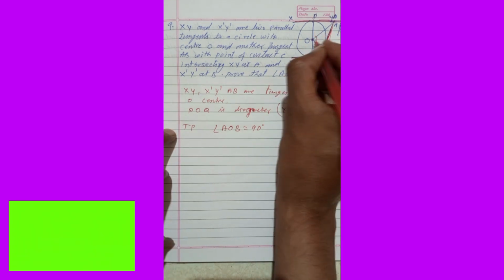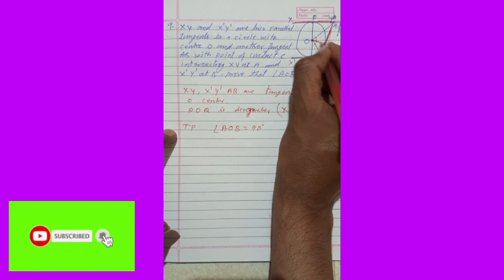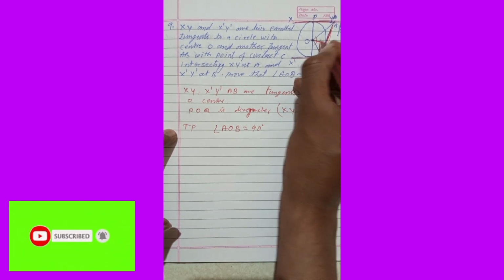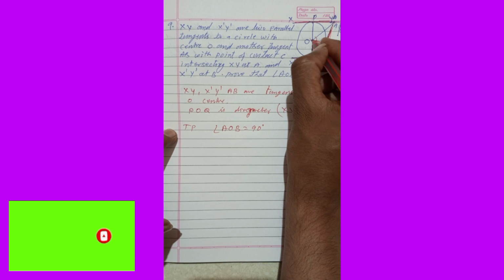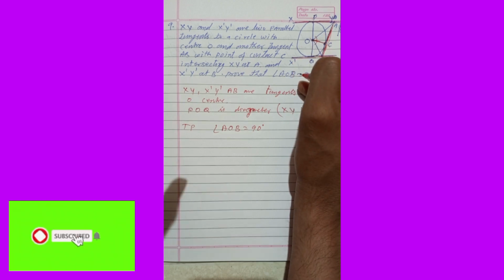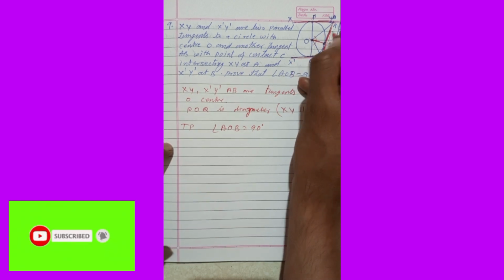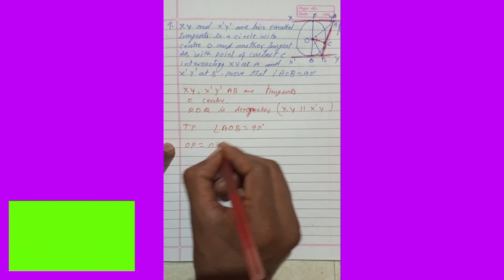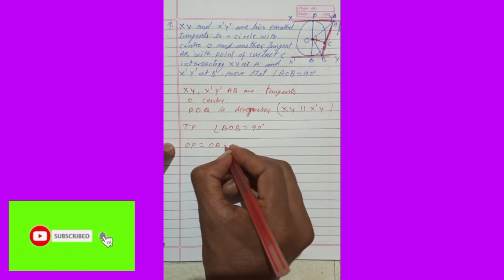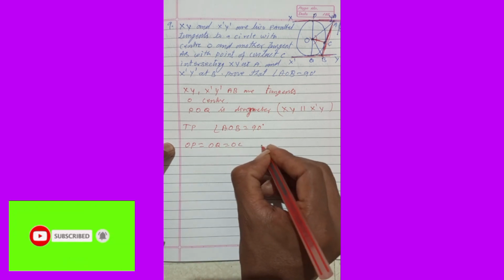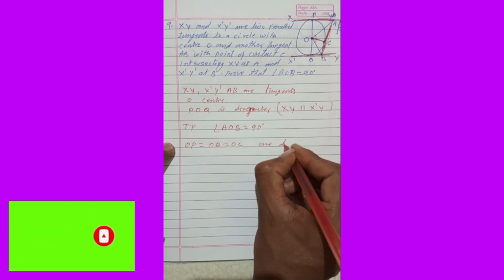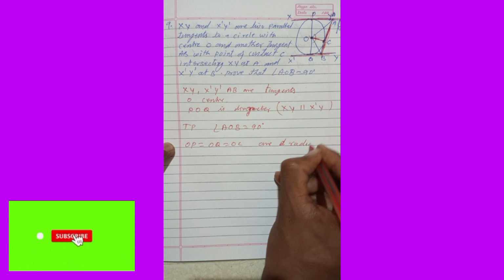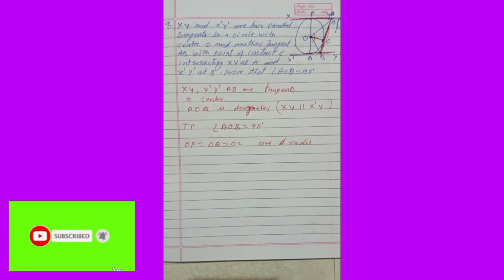What we have to do? Let's join OC. We are going to join it because it becomes a radius. Now OP, OC and OQ are all equal because they are radii. Means we can write OP is equal to OQ, OQ is equal to OC, radii of a circle. All are equal.